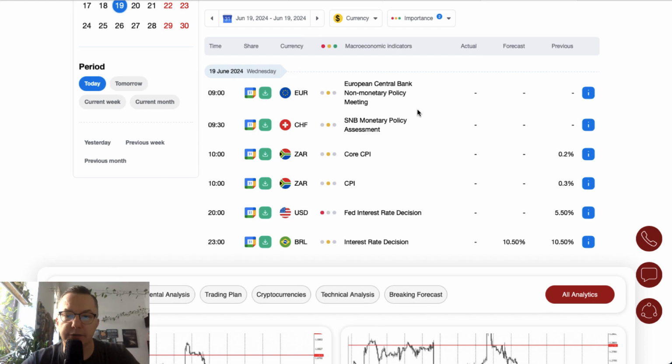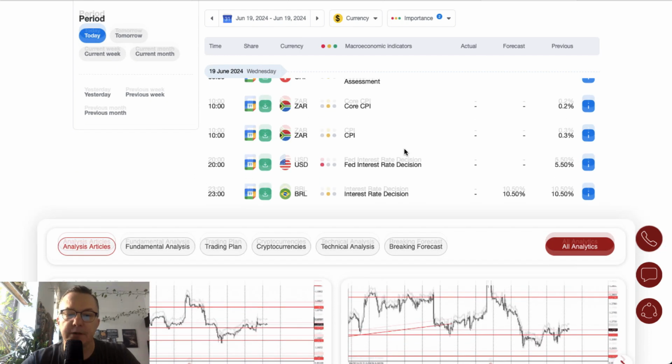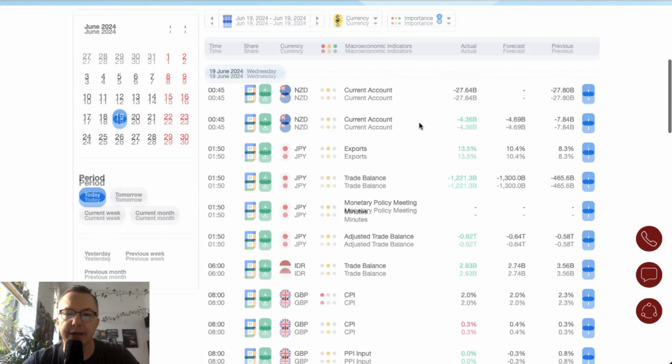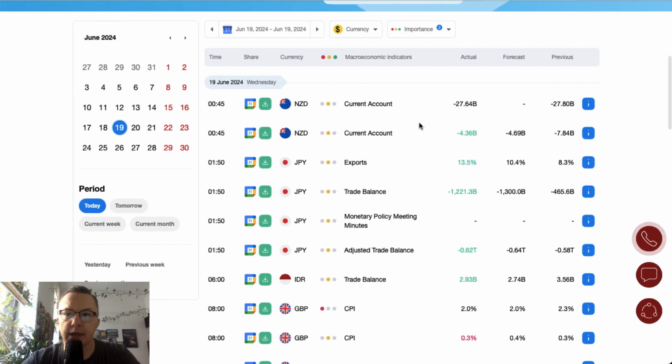The European Central Bank non-monetary policy meeting will take place at 9 o'clock, and the SNB monetary policy assessment will take place at 9:30. The main event of the New York session is the Fed interest rate decision, which will take place at 8 o'clock p.m. So this is how the calendar for today looks like.